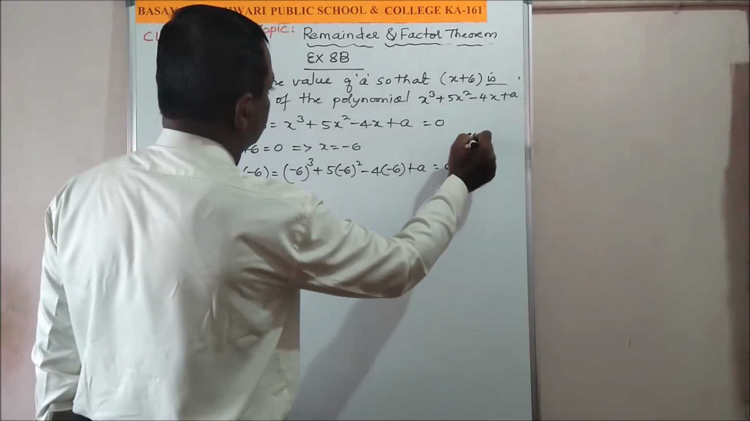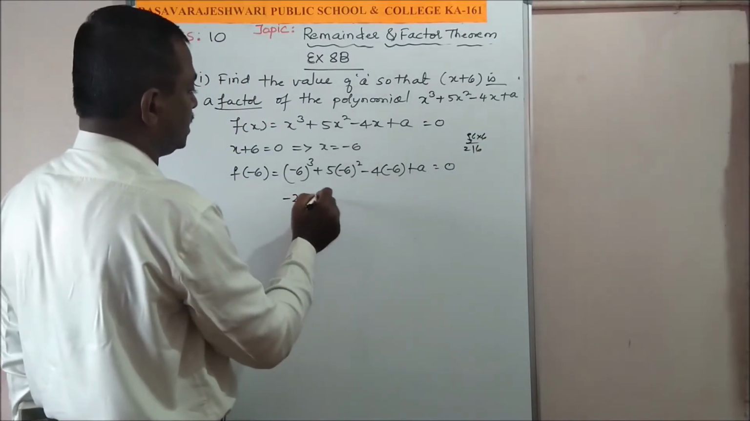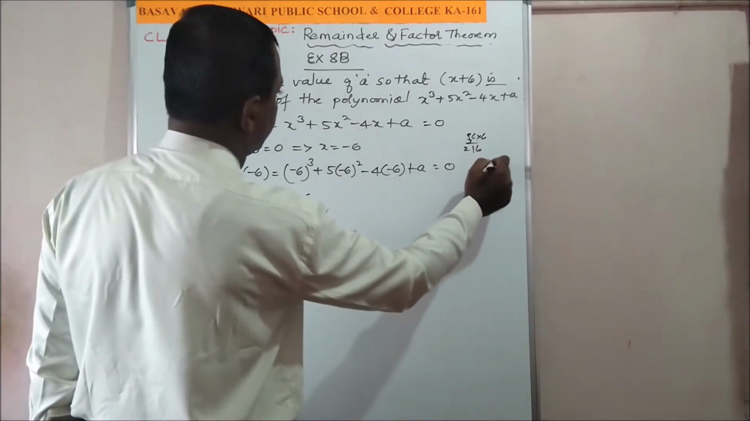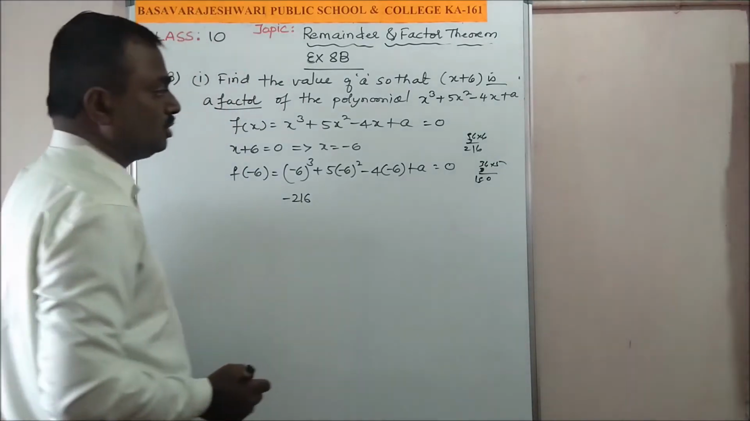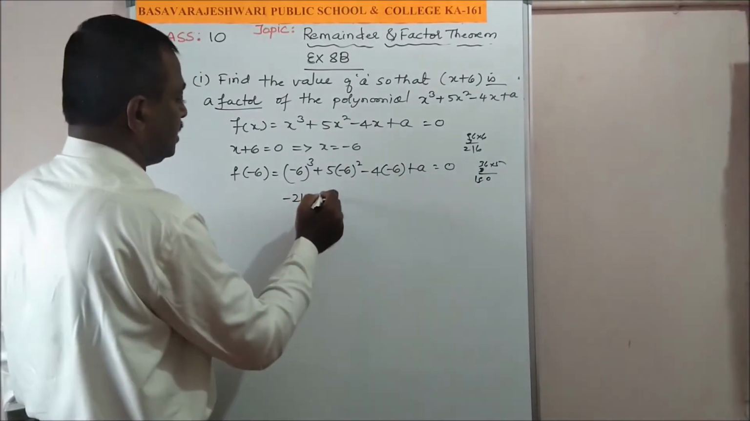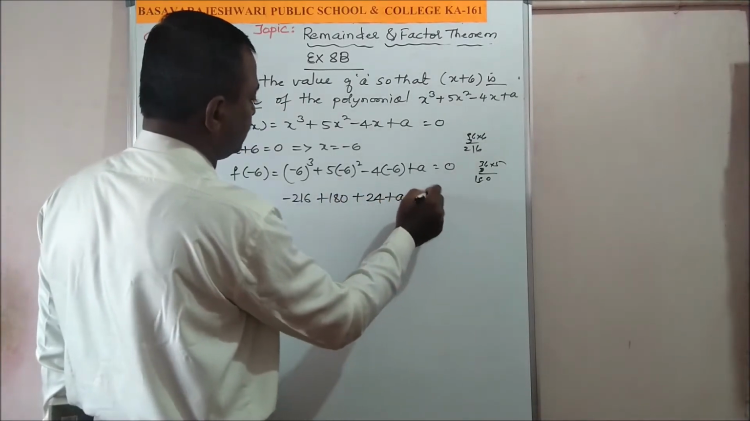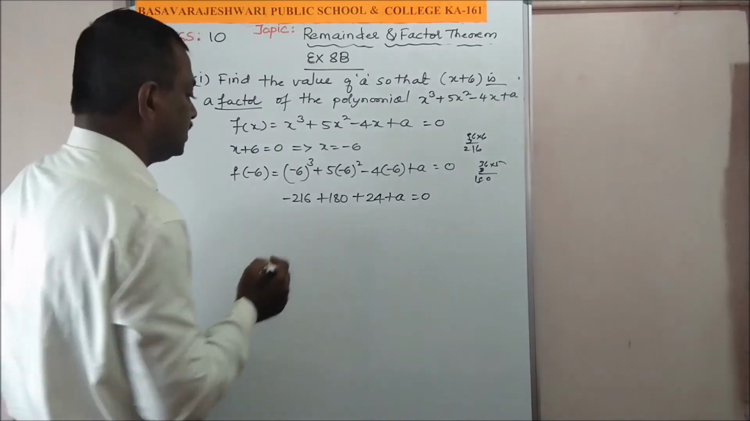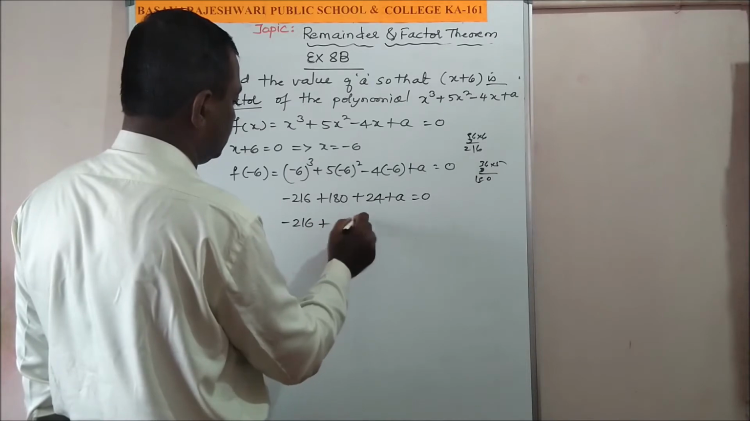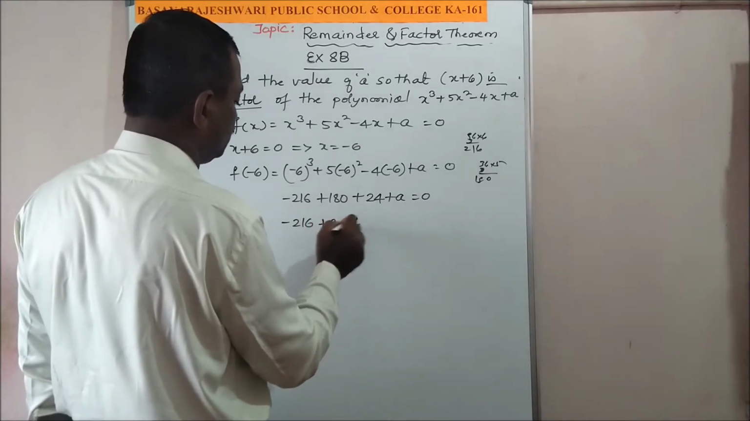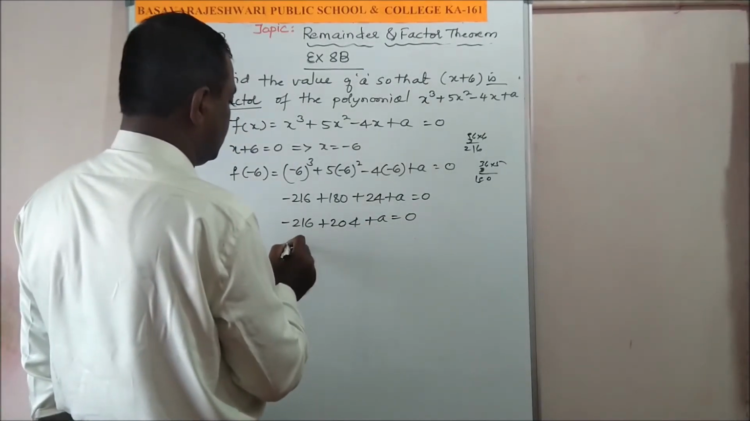Minus 216, 36 into 5, 180. Minus 216 plus 180 plus 24 plus a is equal to 0. Okay?